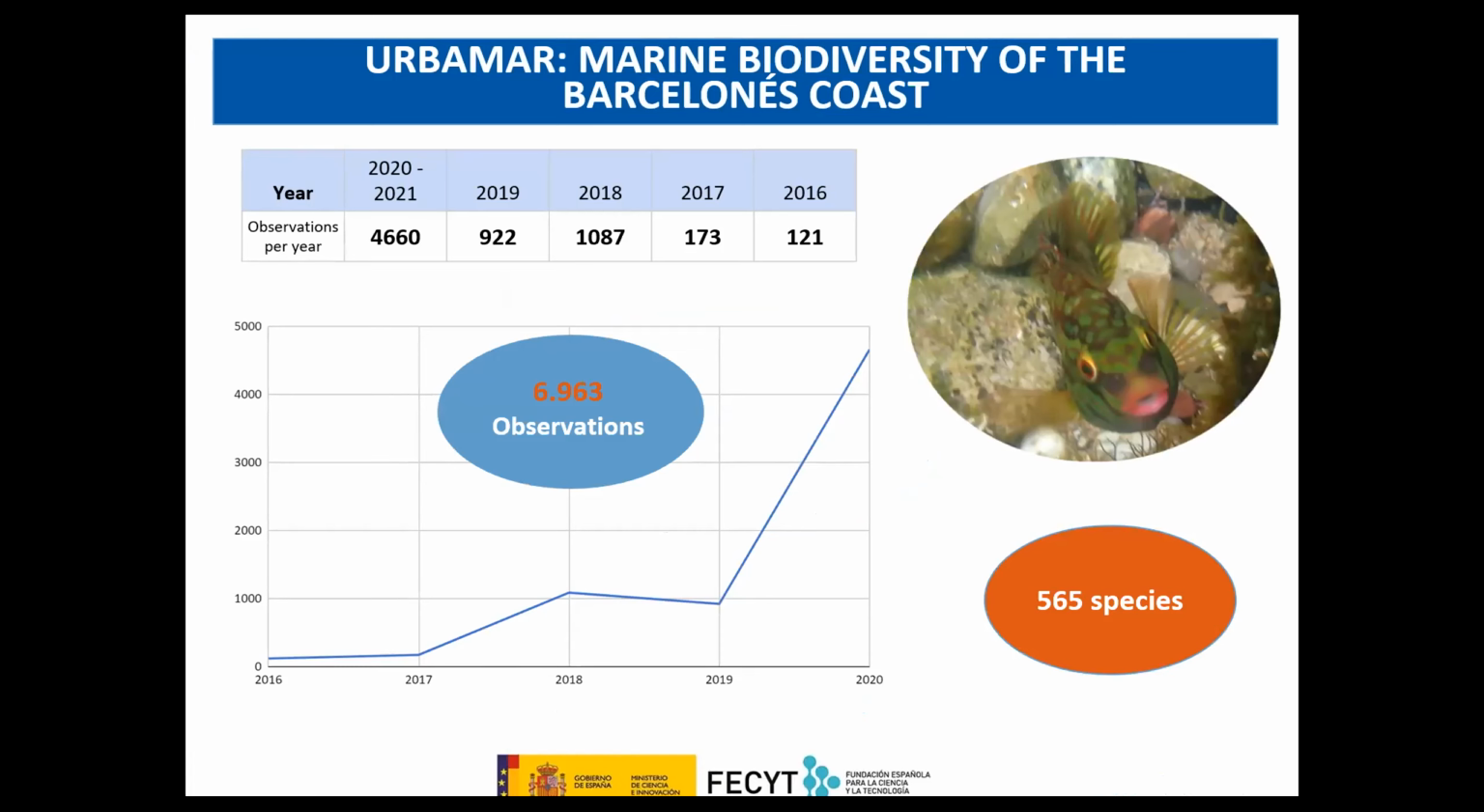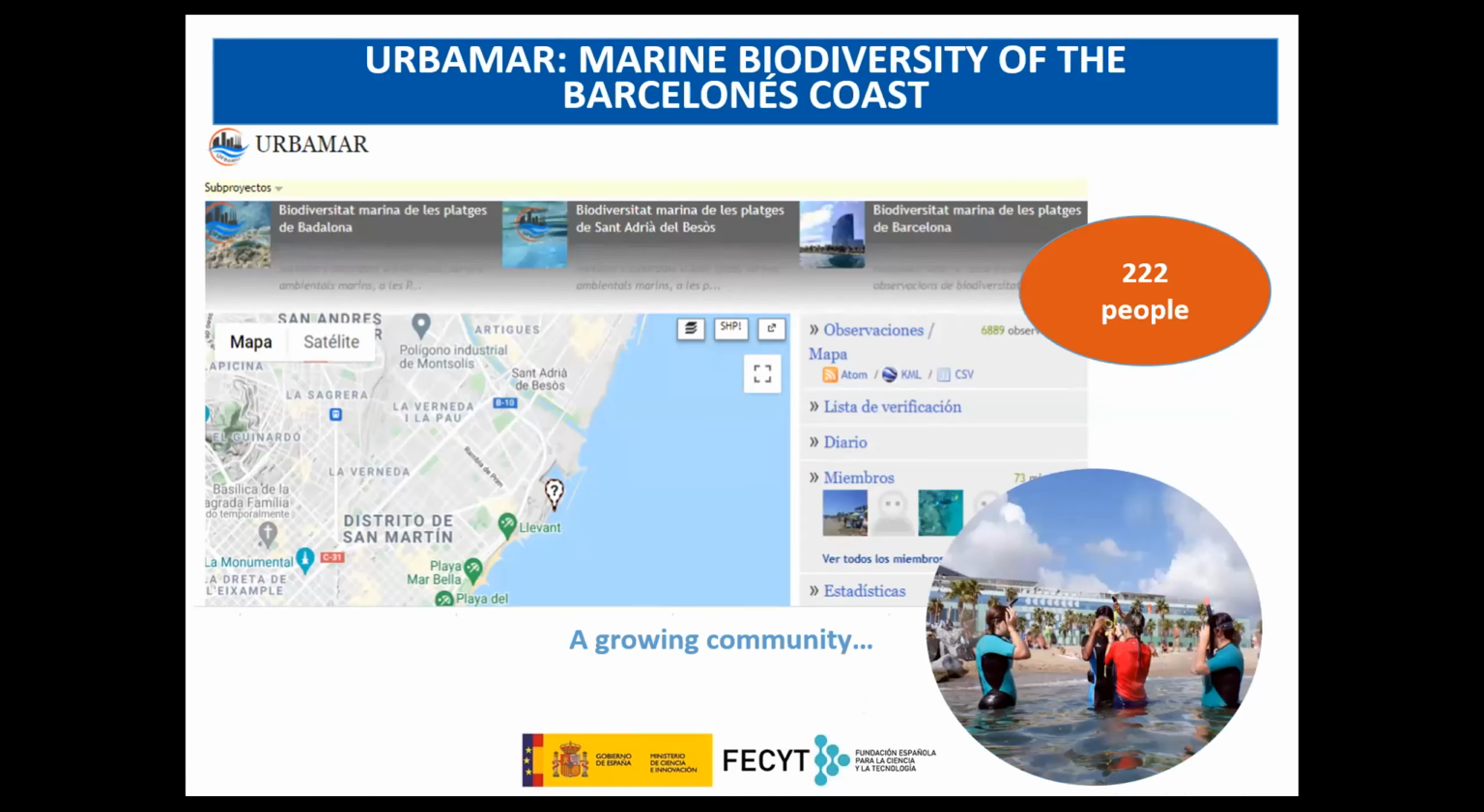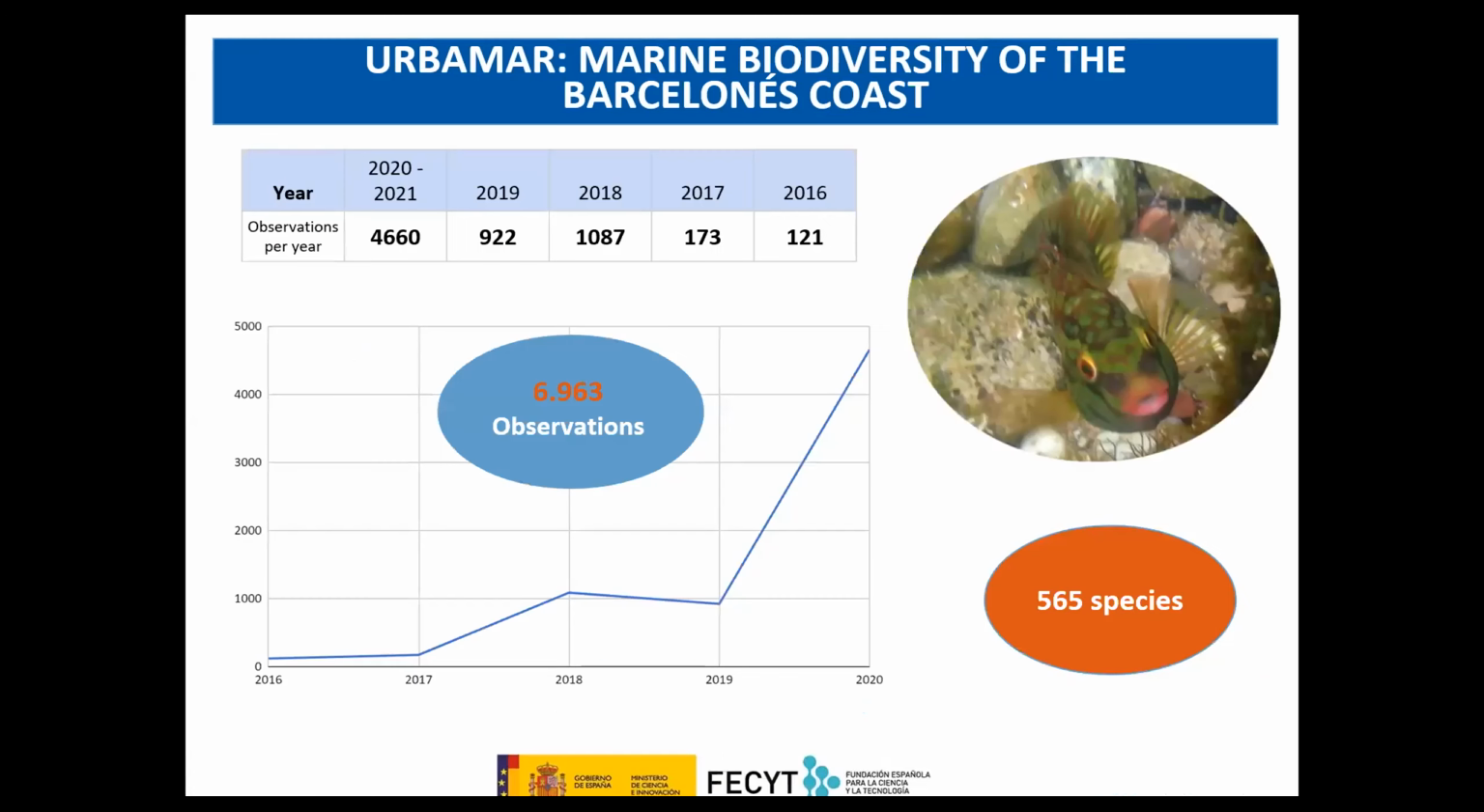We started in 2016, and now we have almost 7,000 observations, because we started with few people and now we are 200 people involved in this project. We also have more than 1,600 species reported in Barcelona, Badalona, and Sant Adrià del Besòs.